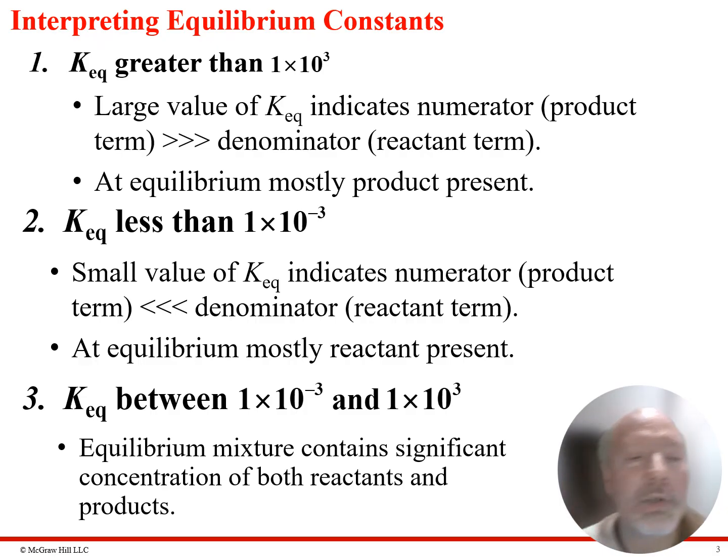If we have KEQ between 1 times 10 to the negative third and 1 times 10 to the third, the equilibrium mixture contains significant concentrations of both reactants and products. We have to consider them relative to each other.